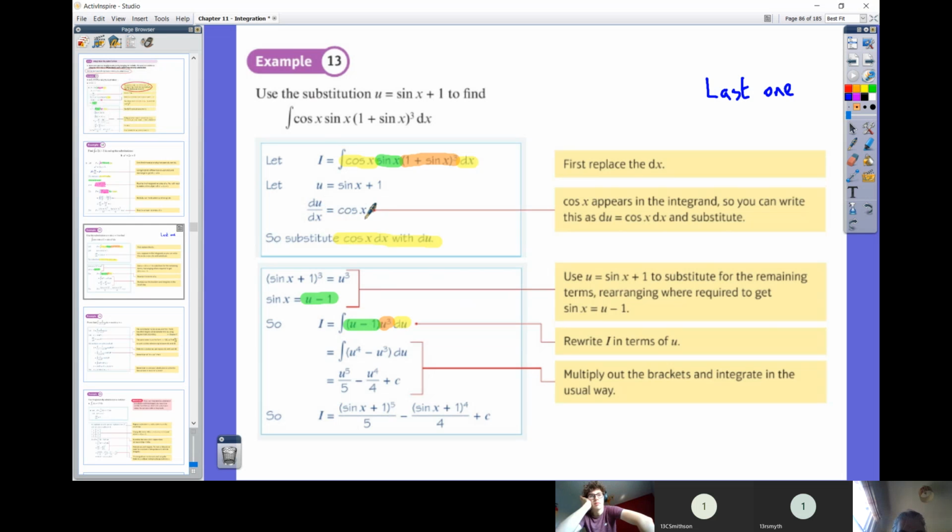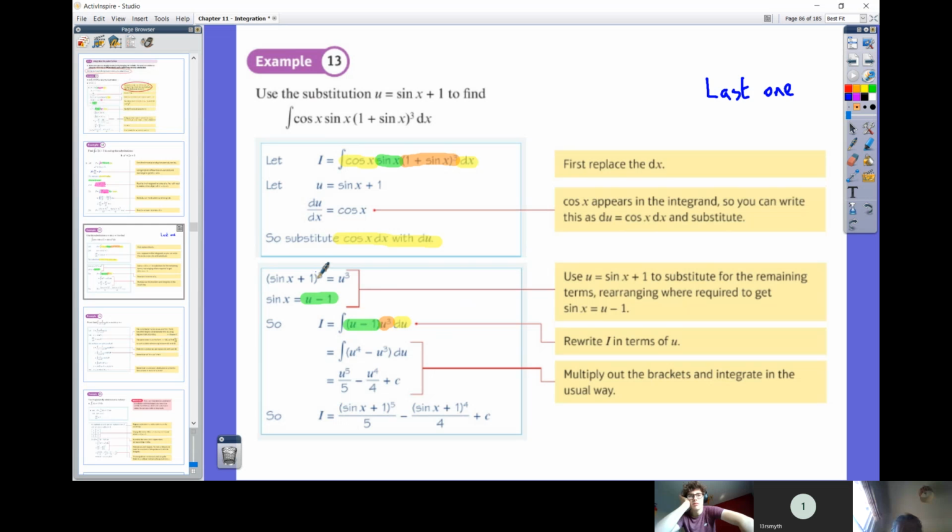Now that's nice, because that's picking up two of the terms straight away. So that cos x dx is just being replaced with du. So we're going to replace the cos x dx down here with du. That's mopping up both of these yellow bits. So that's the yellow bits converted to u. Now we know that sin x plus 1 all cubed equals u cubed, just cubing both sides.